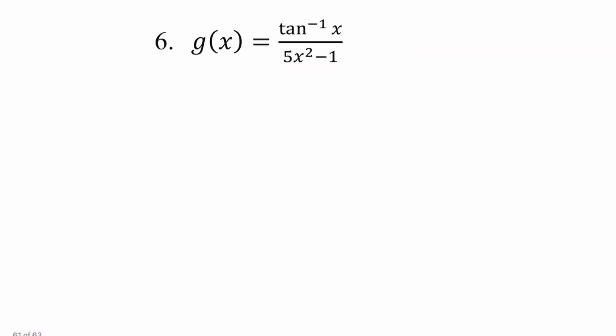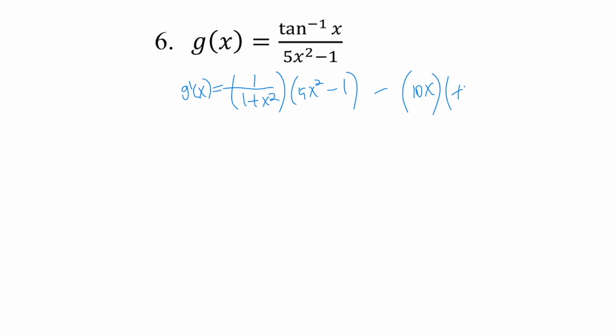And then moving on. It says g of x equals tangent inverse x all over 5x squared minus 1. Obviously here we're going to be using the tangent inverse derivative and also quotient rule. So g prime of x is going to be equal to the tangent inverse x derivative, which is 1 over 1 plus x squared, times 5x squared minus 1, minus 10x times tangent inverse x, all over 5x squared minus 1 to the power of 2.